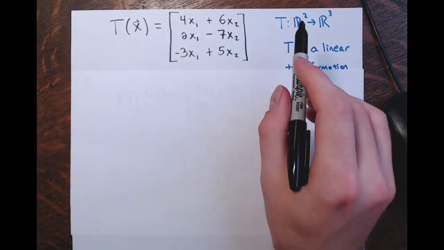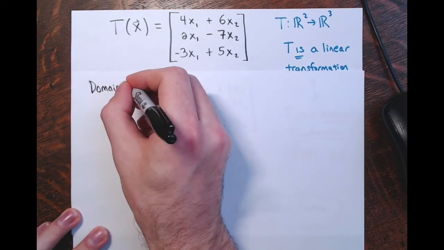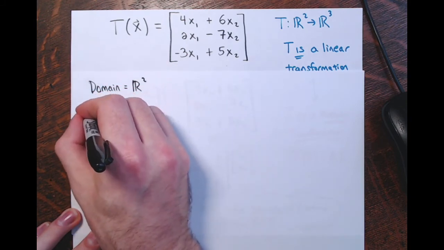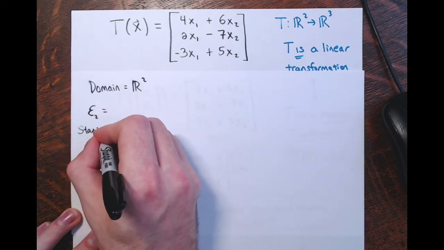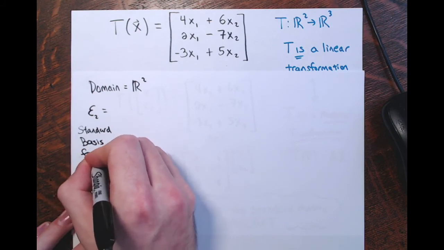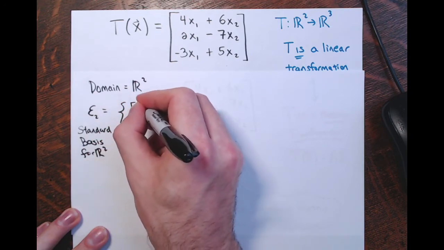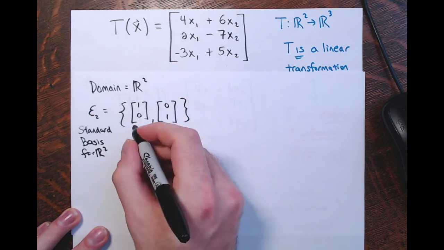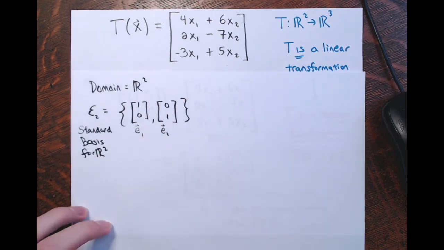All right, so the domain for this transformation is R2. And hopefully you remember the standard basis, that fancy E with a subscript of 2. This was the standard basis for R2, just those vectors (1, 0) and (0, 1), sometimes referred to as just vectors e1 and e2.